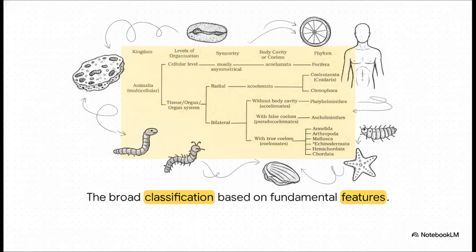Notice how it starts out with all multicellular animals, and then immediately forks based on the level of organization. So if an animal is just a loose aggregate of cells, like Porifera, the sponges, it gets sorted straight to the top. But if those cells actually form tissues or organ systems, we move down to the next fork, symmetry. Do they have radial symmetry, like a wheel, or bilateral symmetry where the left and right sides mirror each other? Every single branch you see here represents a major physiological design choice.